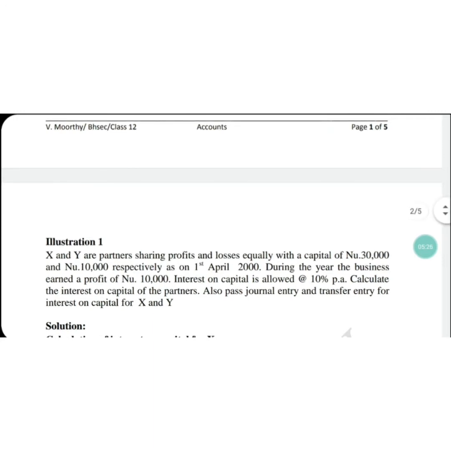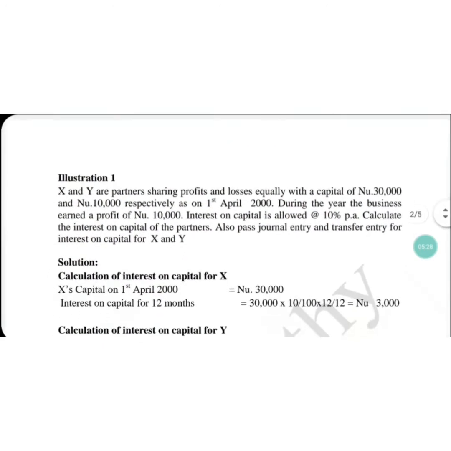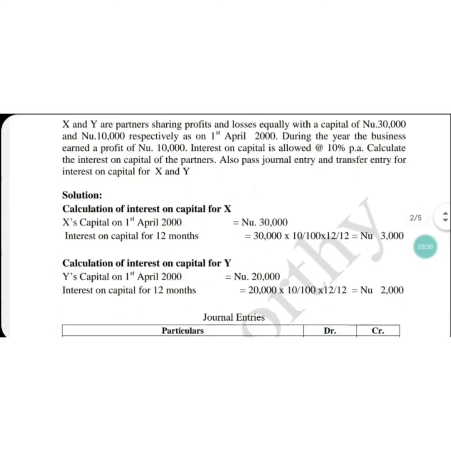So, based on this, how to calculate the interest on capital? Calculation of the interest on capital for X. X's capital on 1st April 2000 is the capital at the beginning of the year, 30,000. This capital has been used by the business for 12 months.